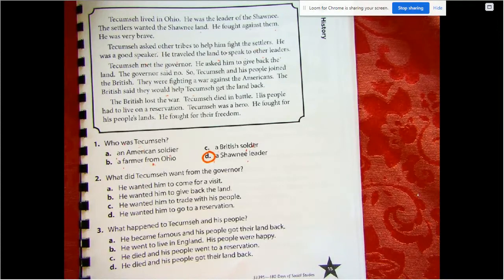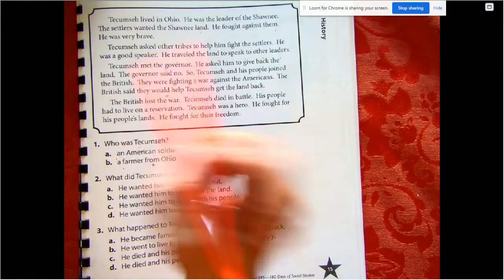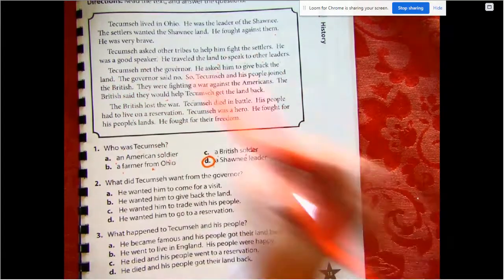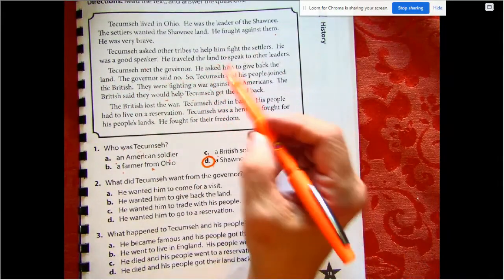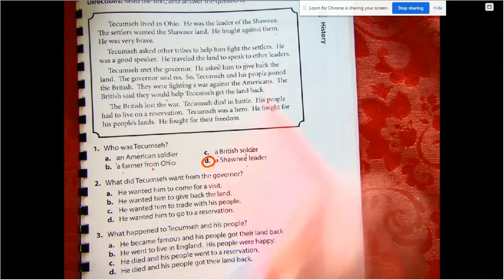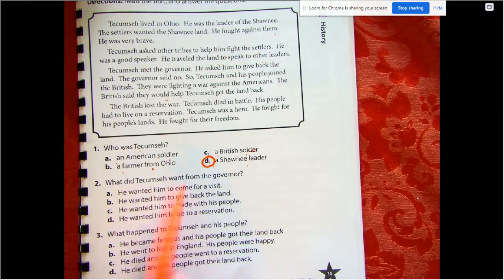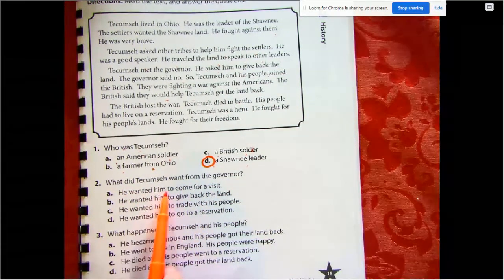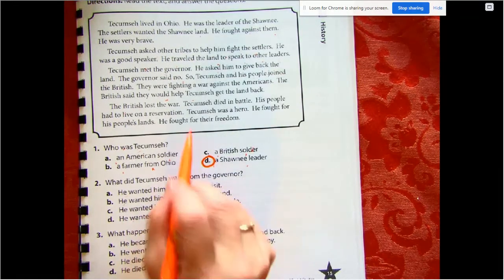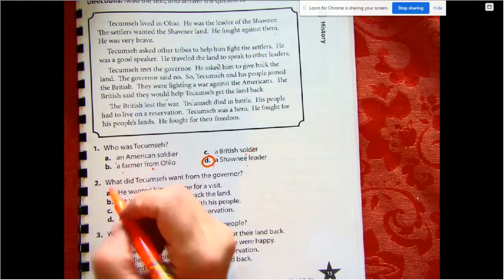What did Tecumseh want from the governor? Now, if we can't remember, we can go back up into the story. It says, Tecumseh met the governor. He asked him to give back the land. The governor said no. So Tecumseh and his people joined the British. They were fighting a war against the Americas. Okay, so let's read here. What did Tecumseh want from the governor? He wanted him to come for a visit. He wanted him to give back the land. He wanted him to trade with his people. He wanted him to go to a reservation. It says right here that he wanted them to give back the land.